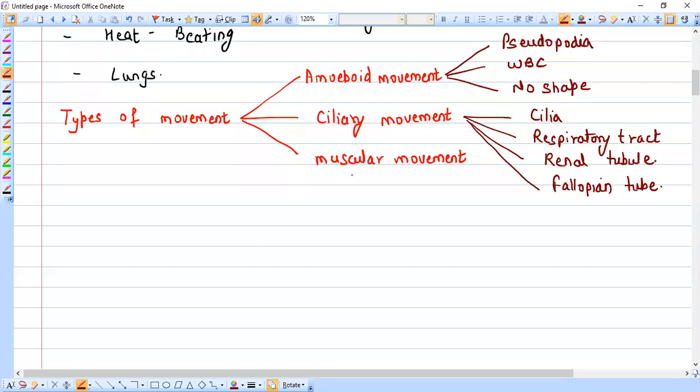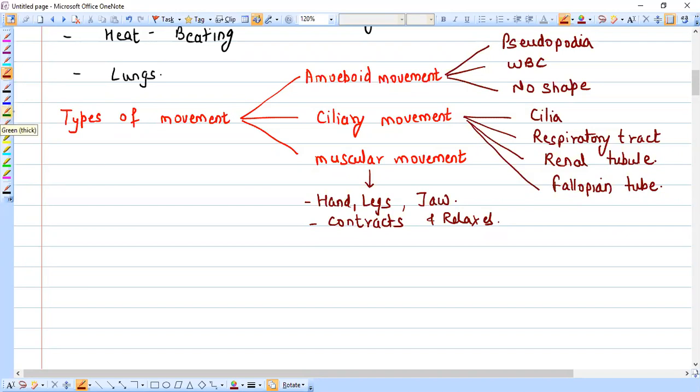When I say muscular movement, it is basically concerned with the movement of your hands, movement of your legs, and even your jaw. You speak because there is a muscular movement going on. And most important, all these muscular movements contract and relax. So these are the different types of movement that we normally study.